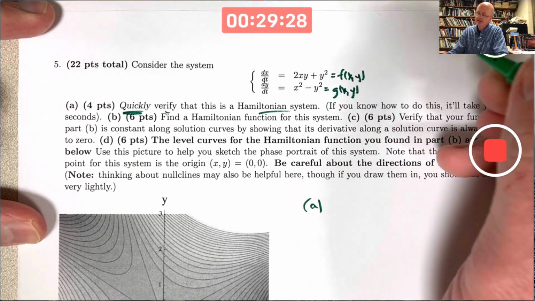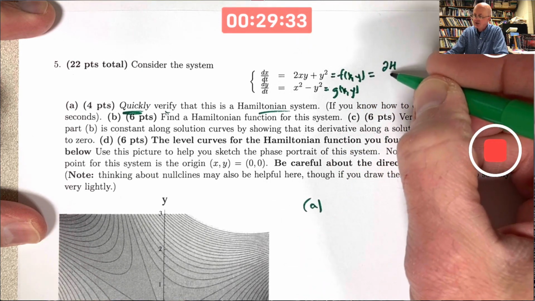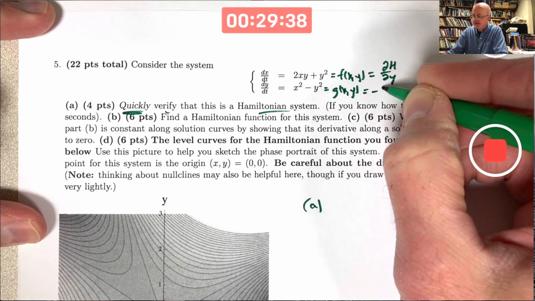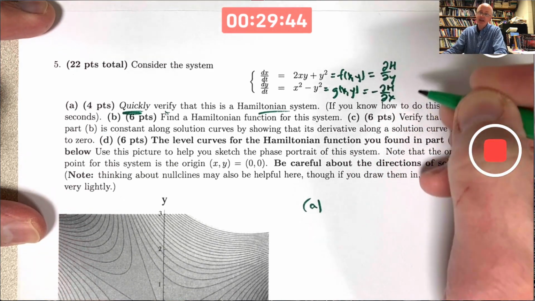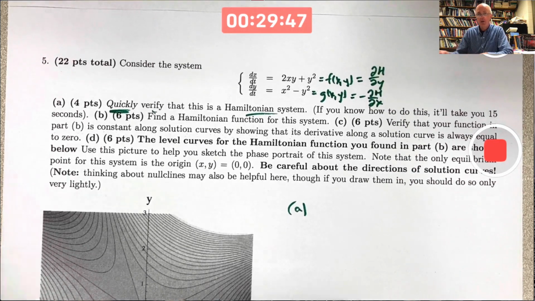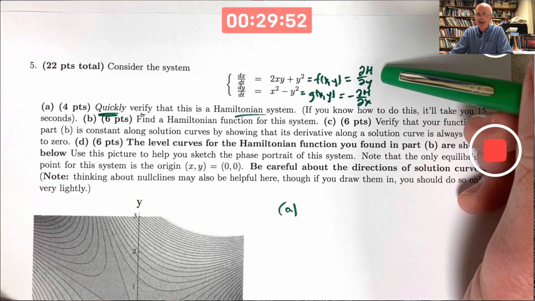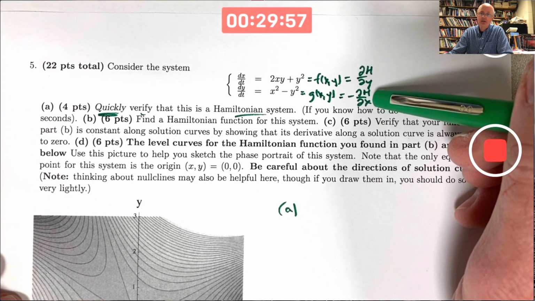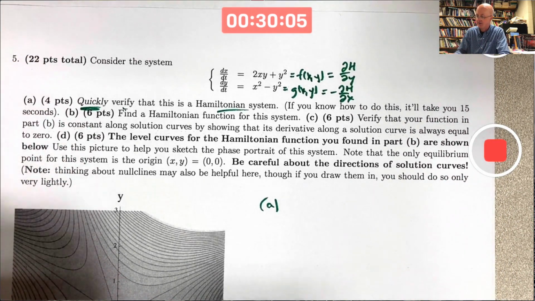This is a Hamiltonian system exactly when this right-hand side is the partial derivative of some function, call it h, with respect to y, and this right-hand side function is the opposite of the partial derivative of that same function with respect to x. Now, if that's the case, by something called Clairaut's theorem, if I differentiate this function with respect to x, it should be, because of the negative sign there, the opposite of the derivative of this function with respect to y. And that is the quick verification that turns out to be good enough to verify this is a Hamiltonian system.